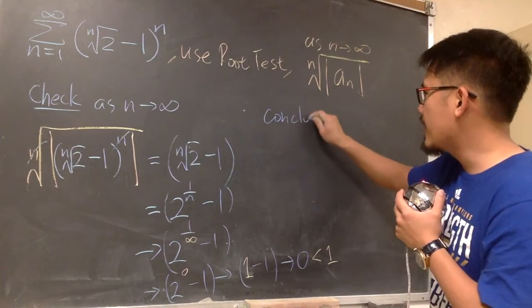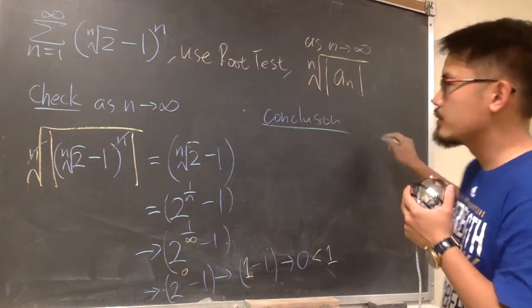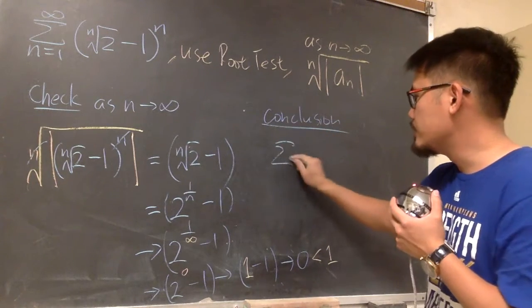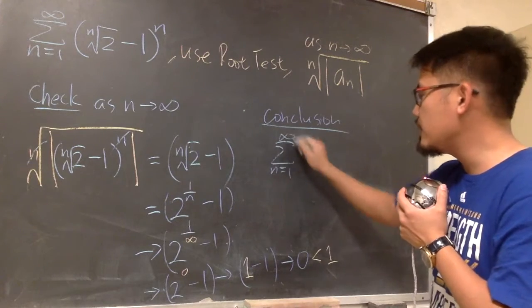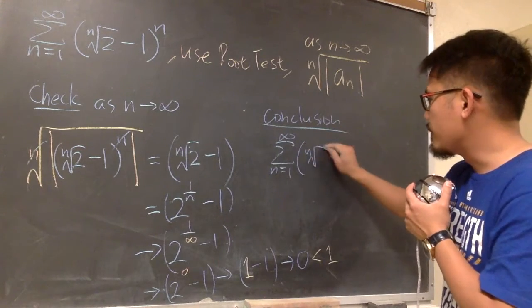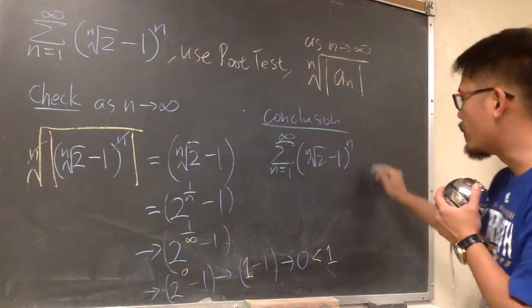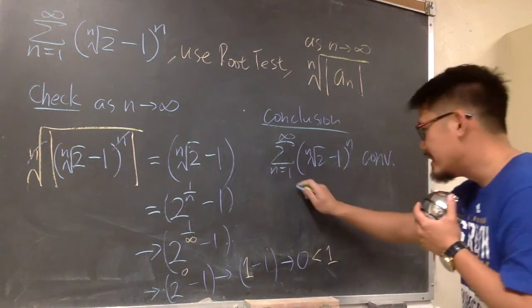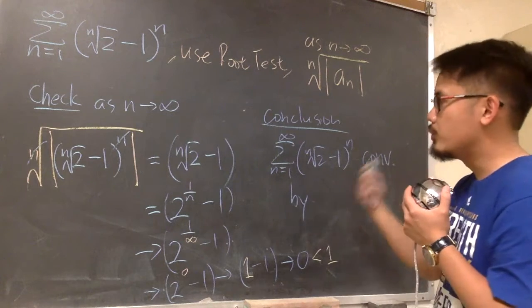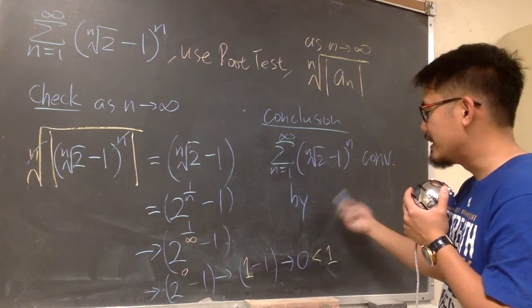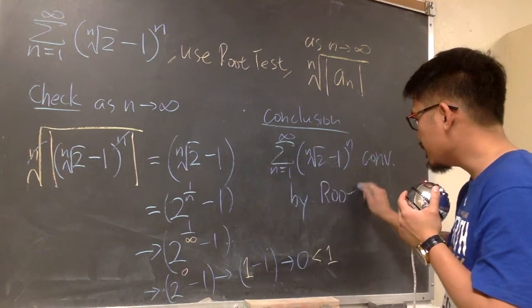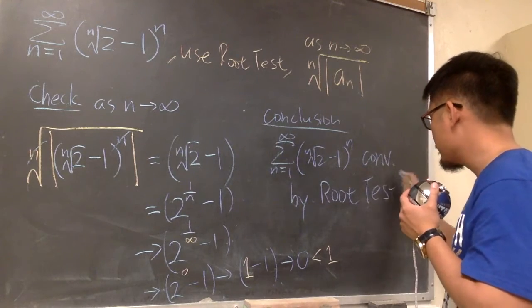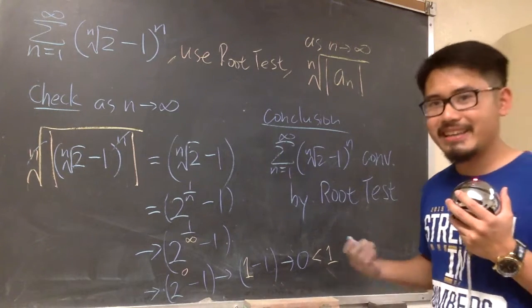So let's just write it down. The conclusion is that the original sum from n equals 1 to infinity of (the nth root of 2 minus 1) to the nth power, this right here, converges, and the way that we did that was by the root test. And we are done. That's it.